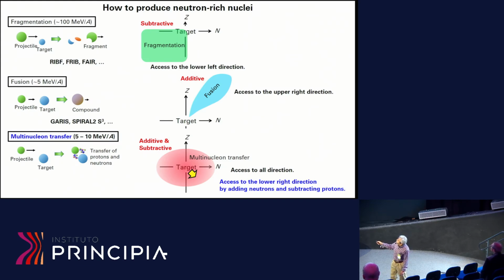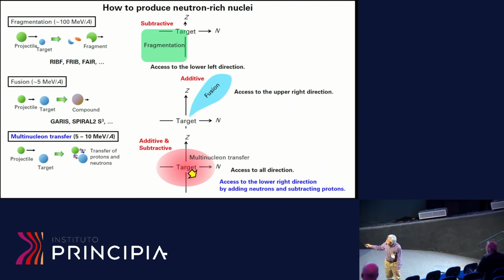One of the methods to produce exotic nuclei is fragmentation and in-flight fission. They are adopted at RIBF, FRIB and FAIR. However, such reactions have a feature of being subtractive, so they go to the lower left direction from the target nucleus. We'd like to go to the lower right side to produce neutron-rich nuclei around the N equal 126 region. So this reaction is not well suited to our purposes.